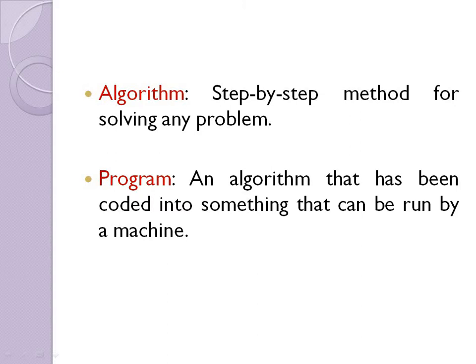To solve any problem or to get any task done with the help of a computer, we need to give step-by-step instructions to the computer. Each and everything you have to tell. So the process by which, means the steps, are known as algorithms. And what is an algorithm? An algorithm is a step-by-step method for solving any problem. This is the definition in your book.